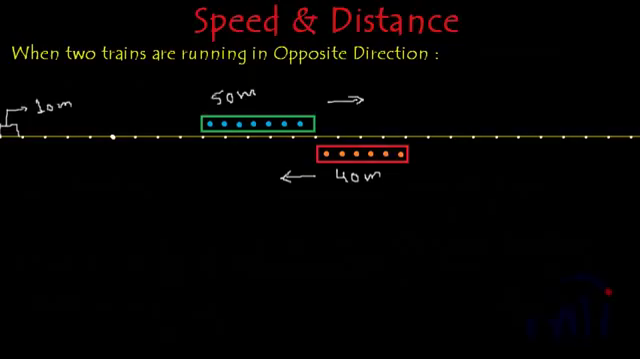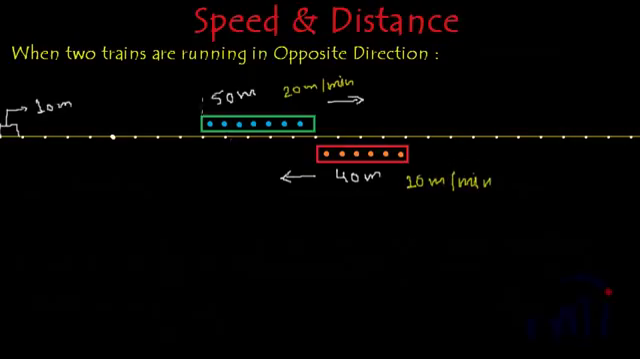And now let's assume the speed of the green train as 20 meters per minute. I know it is very slow, but we are assuming the speed in meters per minute because the length of the train is given in meters. And let's assume the speed of the red train as 10 meters per minute. Right? So these are the assumptions.